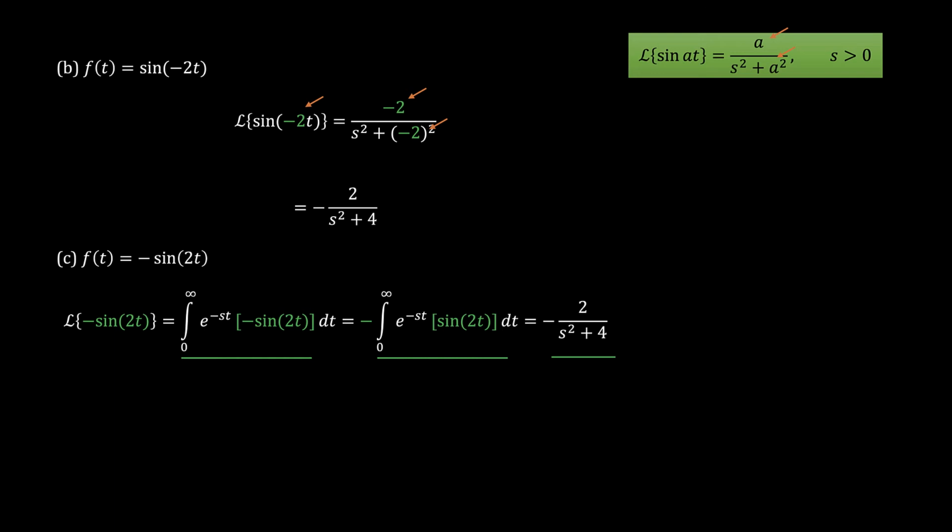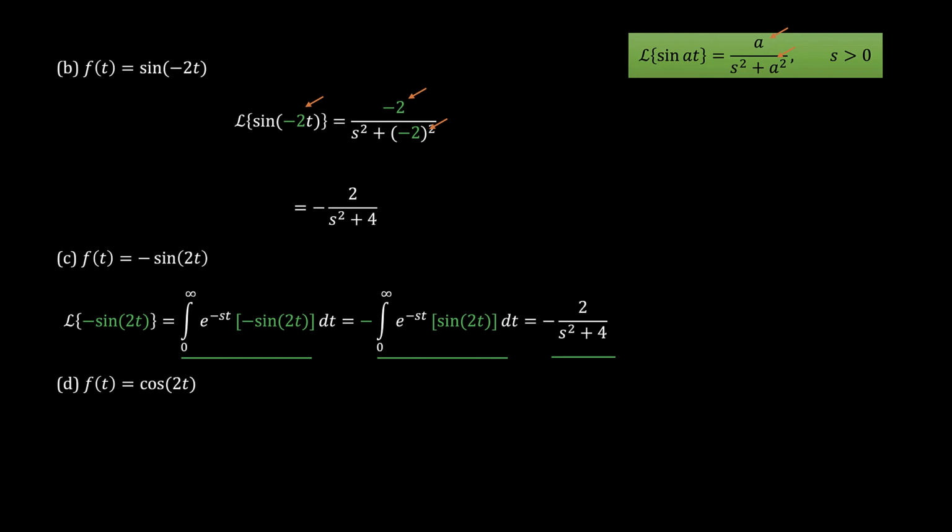Before I go forward to the next example, I want us to compare the answers to part B and C. Notice that I got the same result in both parts. And if we really look at the functions, let's check them out here. Part B, the function was sine of negative 2t. Part C was negative sine of 2t. If we remember properties of sine, sine's an odd function. So I was essentially just taking the Laplace transform of the same function in both parts. And that's why the answers were the same.